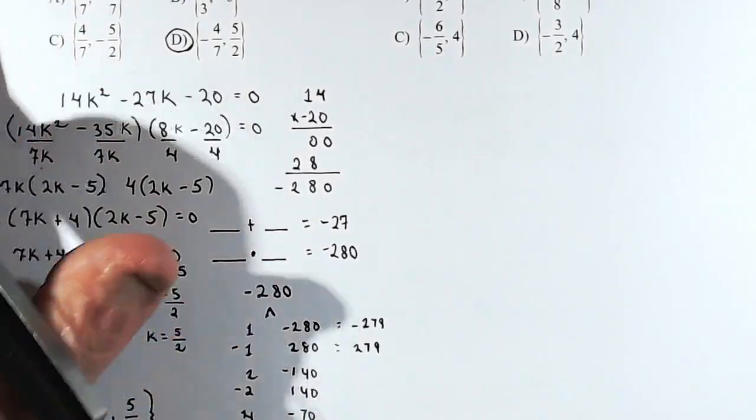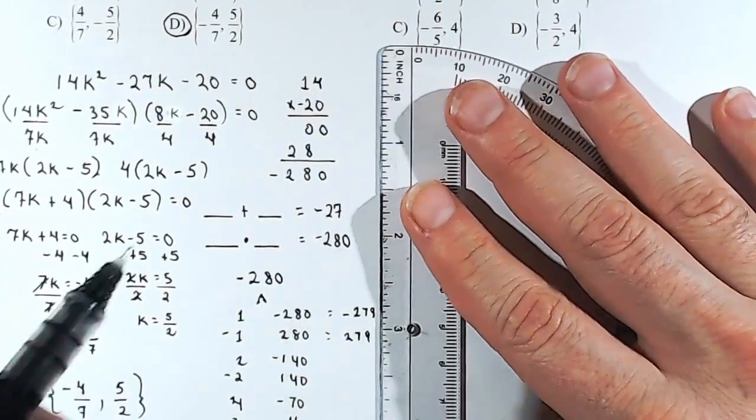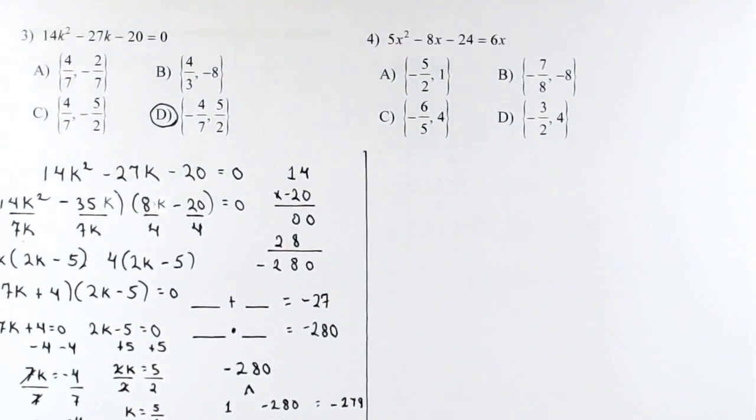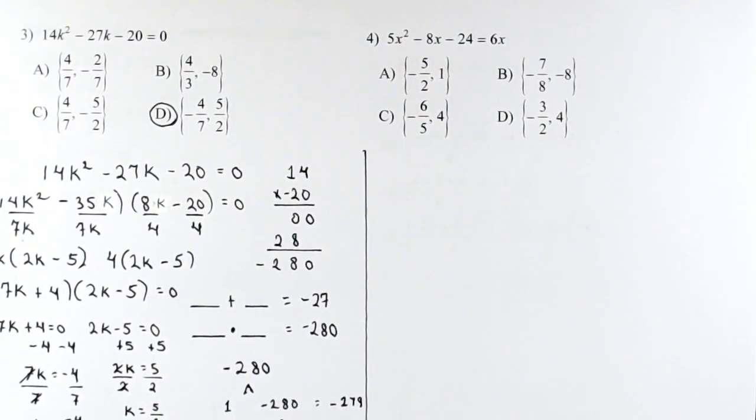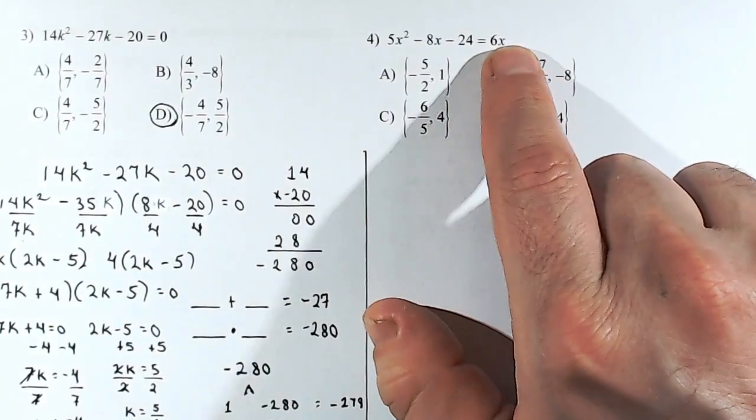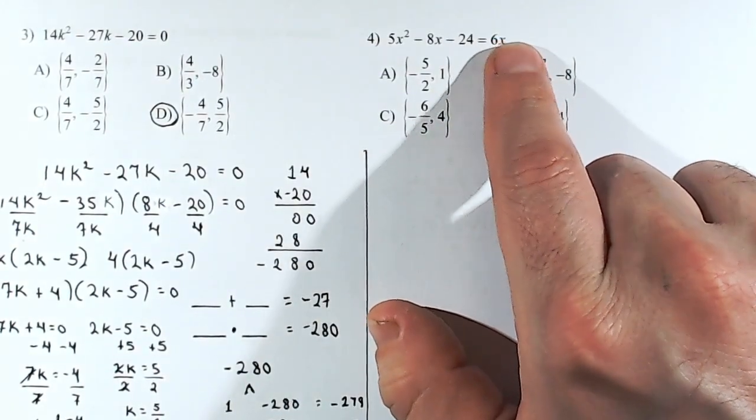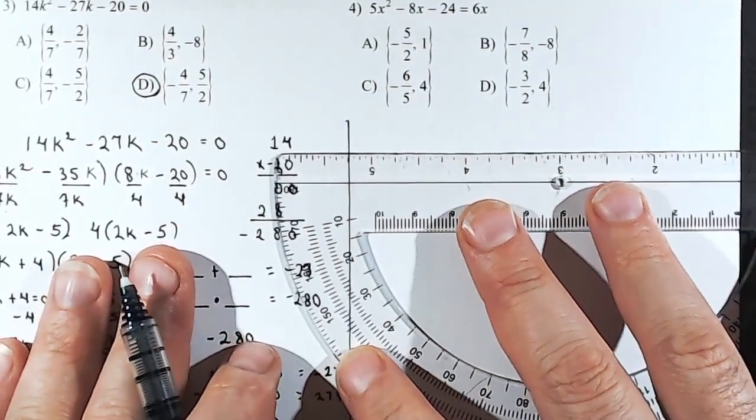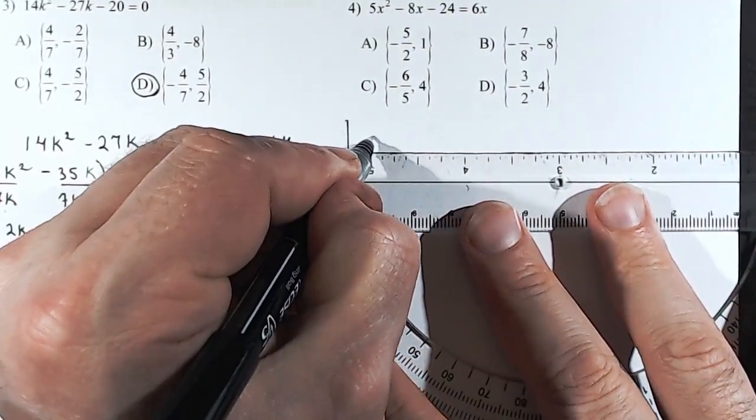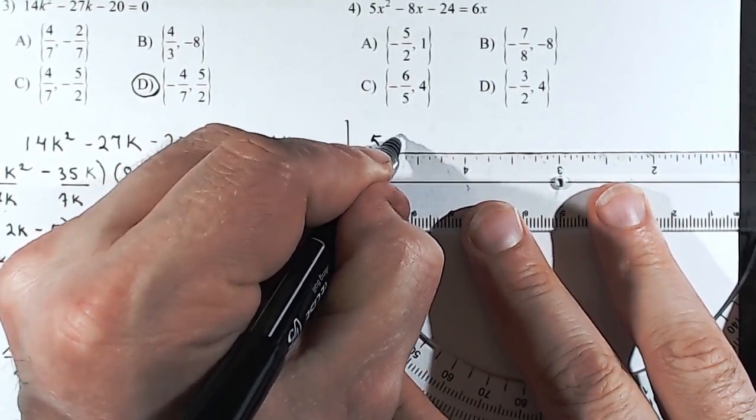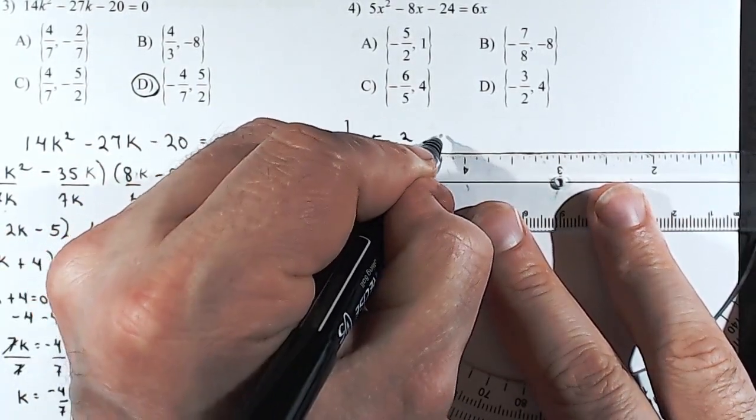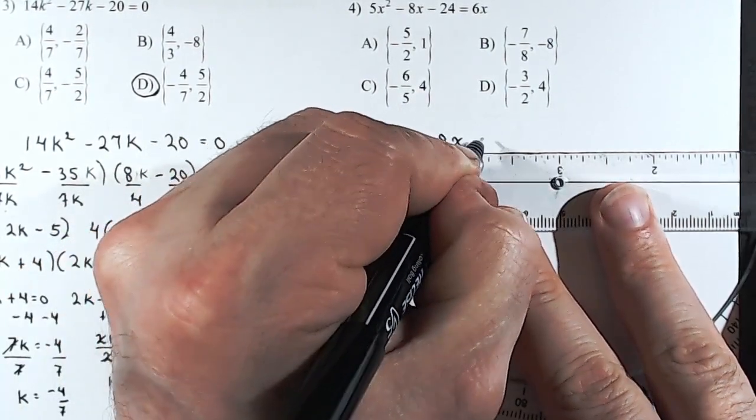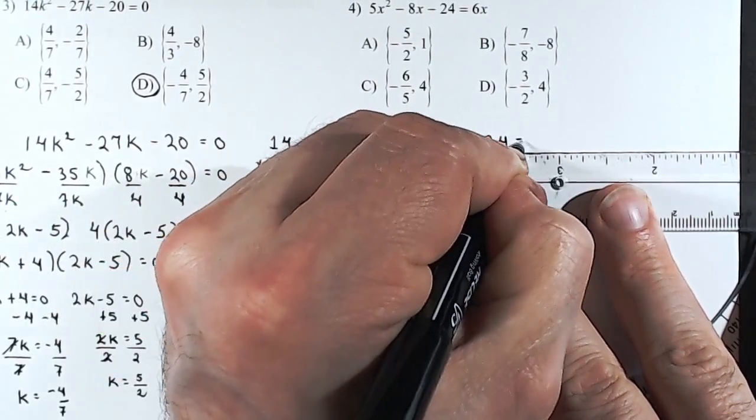Okay, now let me sector off this half of the page. So we're going to complete the same process here in problem number 4, but we have to start the process by isolating the right side to be 0. All right, so let me rewrite the original quadratic, 5x squared. Again, we're going to solve this by factoring by grouping, and then solve. Minus 8x minus 24 equals 6x.